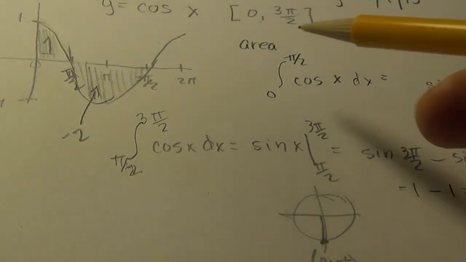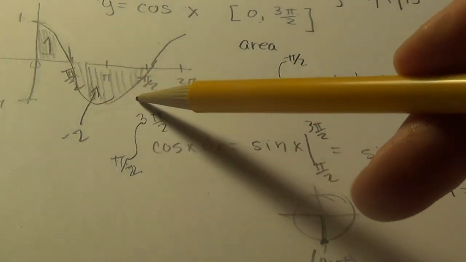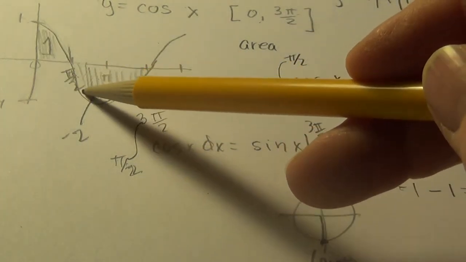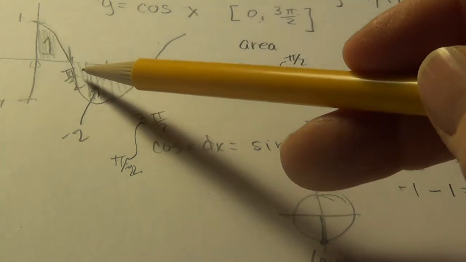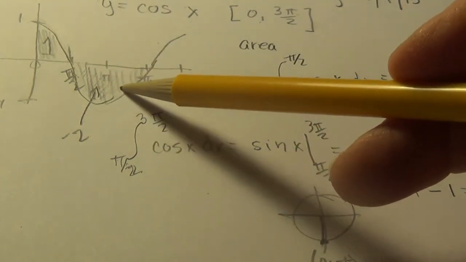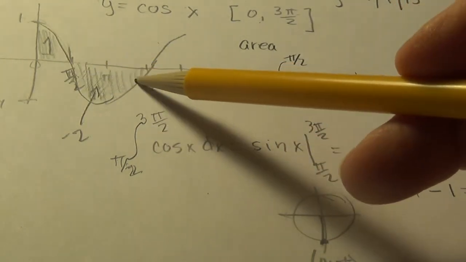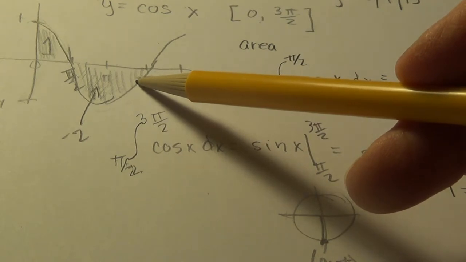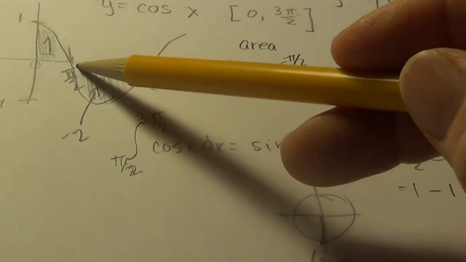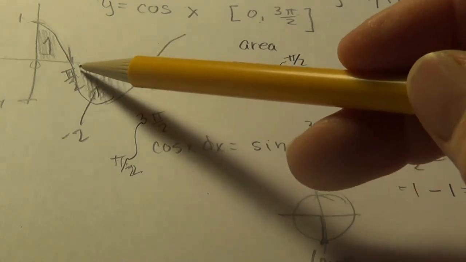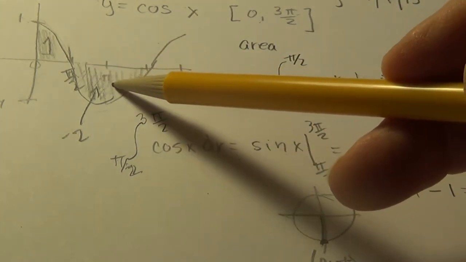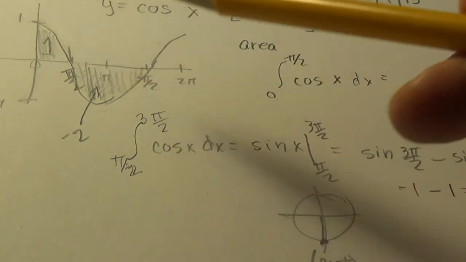So it's the same when we're looking at definite integrals. If I ask you to find the area, you must identify whether the graph is above or below the x-axis, and this is below, so you would have to calculate this part and take the opposite sign in order to get the area to be positive.